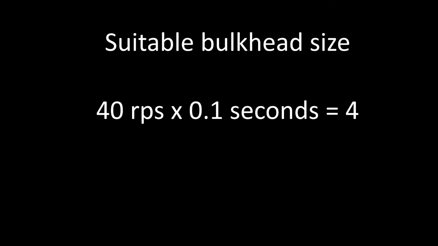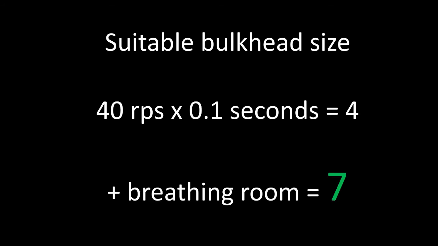But since load isn't constant, there will be some jitters and there will be some differences in the request speed. We add some breathing room as well. So a suitable bulkhead size would be somewhere around 7. We rarely need to make these calculations this exact, but this is one way to think about it, to set suitable sizes.